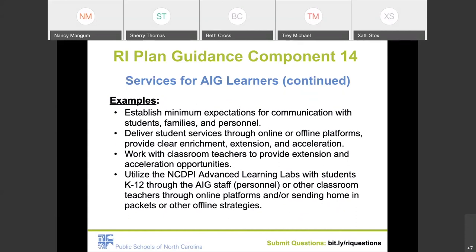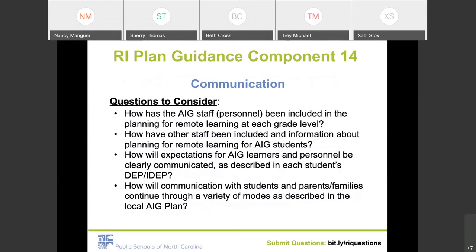Some ideas for consistent services begin with the establishment of minimum expectations for personnel working with gifted and advanced learners. This is to ensure that communication is in place, services are in place, and that these are implemented with fidelity as the needs of each and every student require it. The collaboration between classroom teachers and specialists will be important to ensure extension, enrichment, and acceleration strategies are provided for students in a remote setting, just as they would be in person. There are resources I'll talk about in a few minutes. So we'll go to the next slide.